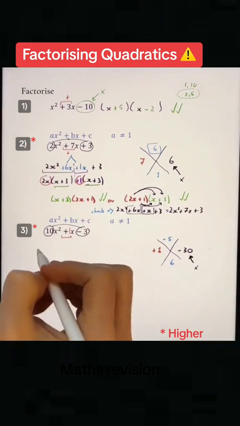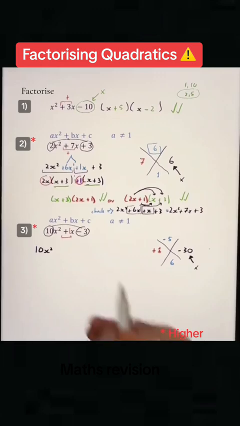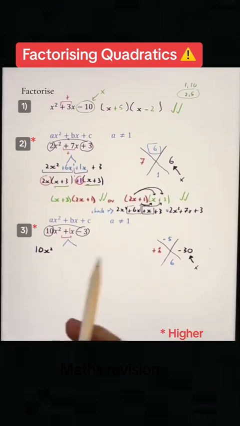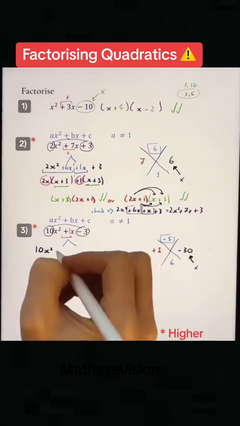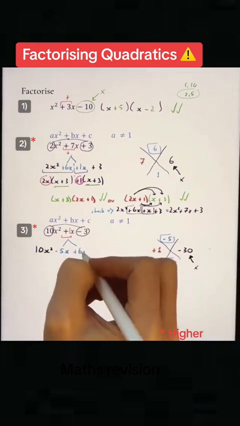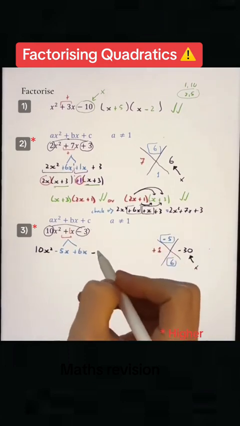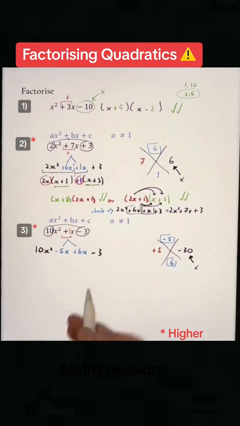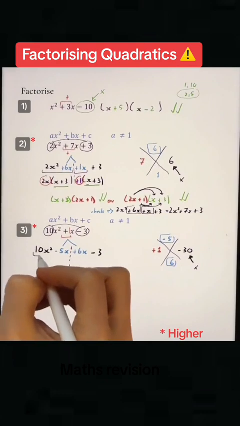Returning to my original quadratic, I always leave the x squared term alone, so I write down 10x squared. I'm now going to rewrite the middle term, the single letter of x, in terms of these two numbers. So instead of writing plus 1x, I'm going to write negative 5x plus 6x, because negative 5x plus 6x is still positive 1x. And I keep the number term, in this case negative 3, on the end. I now always split the quadratic after the second term. I now factorize my first two terms.